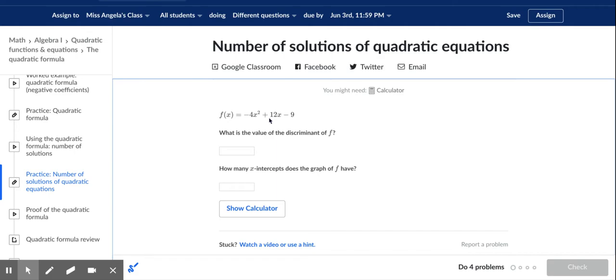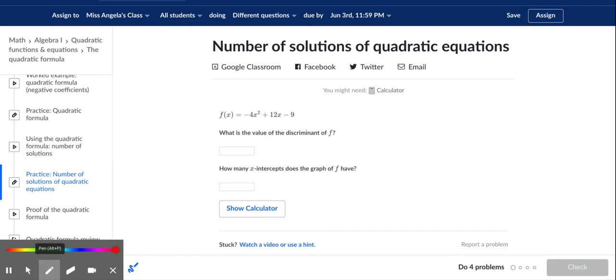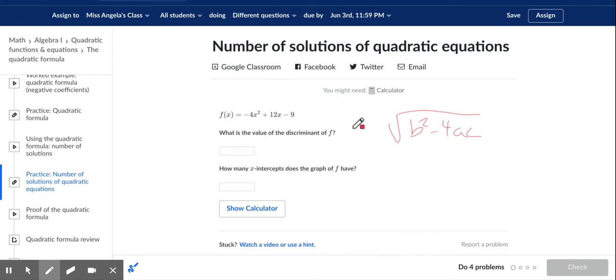So the value of the discriminant. What's the discriminant? Well, the discriminant is this thing, which should look familiar because it's part of the quadratic formula. This isn't going to tell you what your solutions are, but it is going to tell you how many, and I'll show you why.